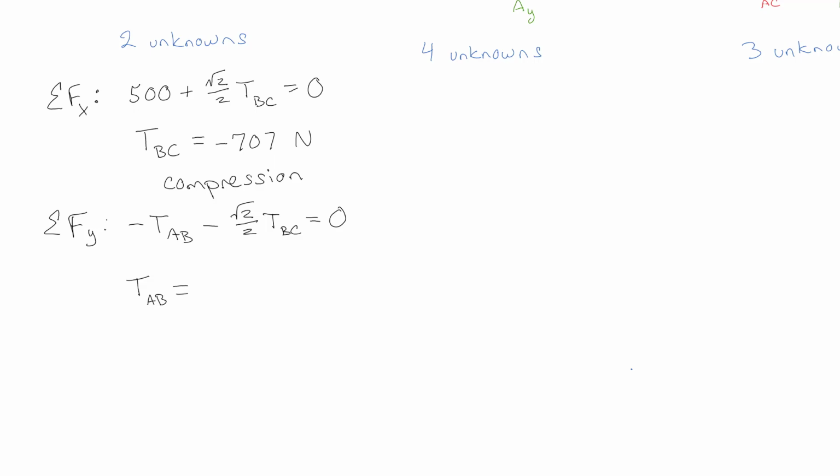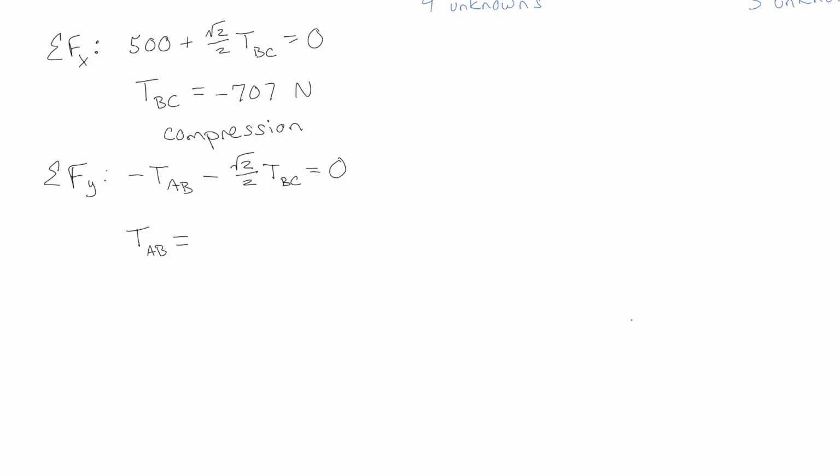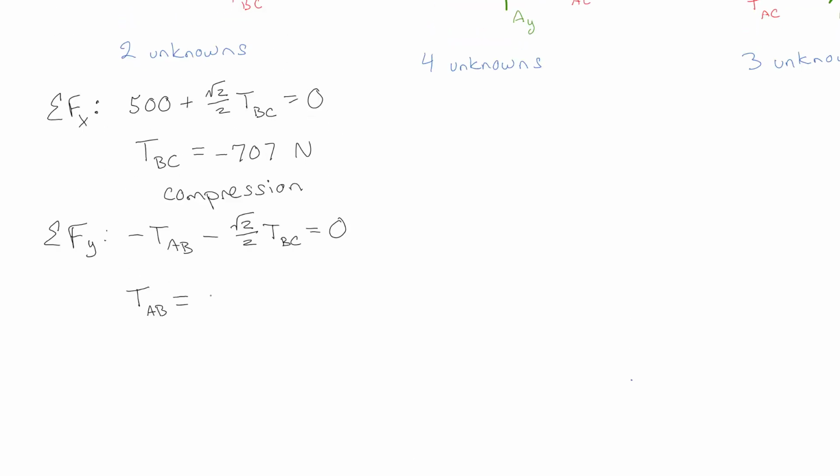So TAB is going to be equal to the negative square root of 2 over 2 TBC. But remember that TBC is negative. So whenever I plug in that negative sign, then it comes out to be a positive. So TAB is equal to 500. And so that means it's in tension.